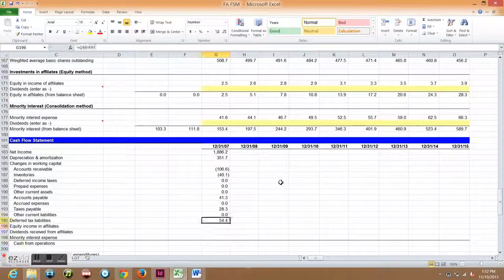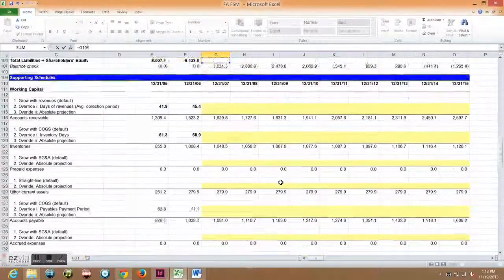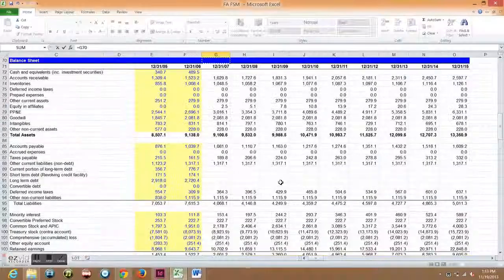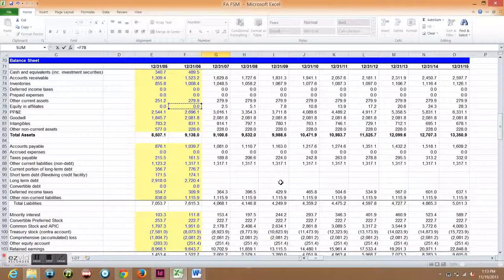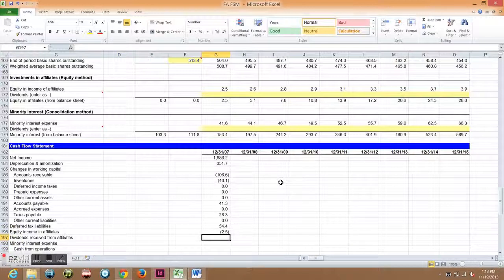Equity in income of affiliates. Now this is going to be on our assets side, right? So we're going to subtract our current year from our previous year, right? So we're going to take the previous year, G78, and subtract this year, because this is an asset and this is a cash outflow.